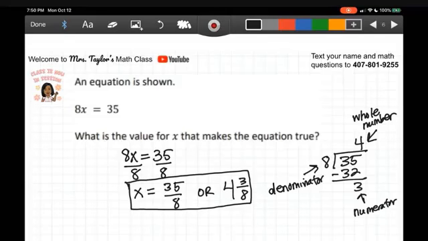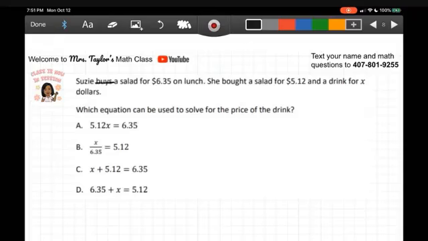For this question here, it says, Susie buys a salad for $6.35 on lunch. I think it's supposed to be stems. I didn't type this, y'all. So Susie spends $6.35 on lunch. That makes more sense to me. She bought a salad for $5.12 and a drink for x dollars. Which equation can be used to solve for the price of the drink?